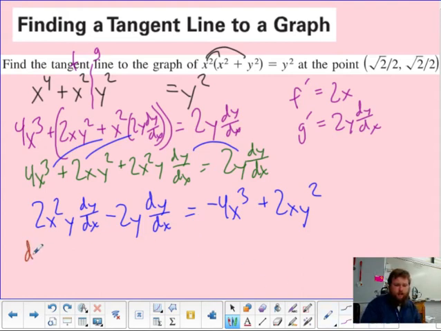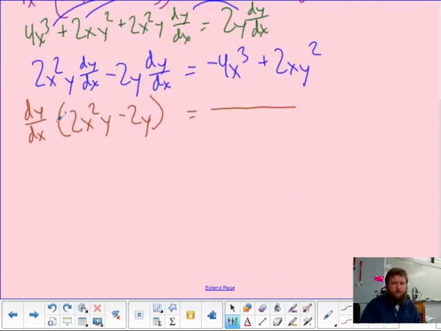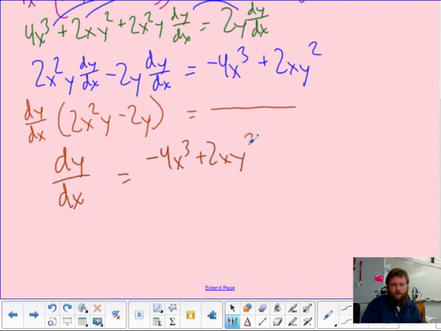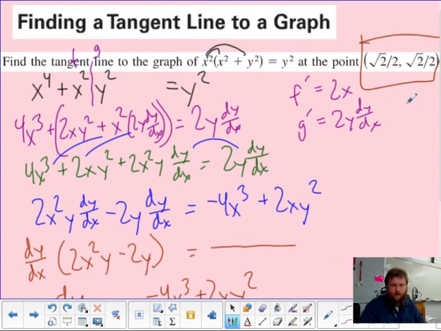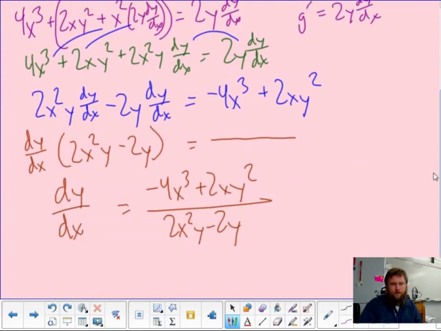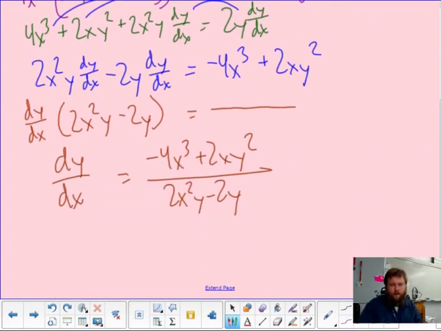What you're going to get is dy/dx times 2x squared y minus 2y equals whatever this is again. I don't want to type it. And then dy/dx, when you divide it by that, you'll get negative 4x cubed plus 2xy squared all over 2x squared y minus 2y. But that's not it, because we have this one point right here. X and y are square root of 2 over 2. So let's plug those in to find the tangent line to the graph. If we plug those in, that's going to find our slope.